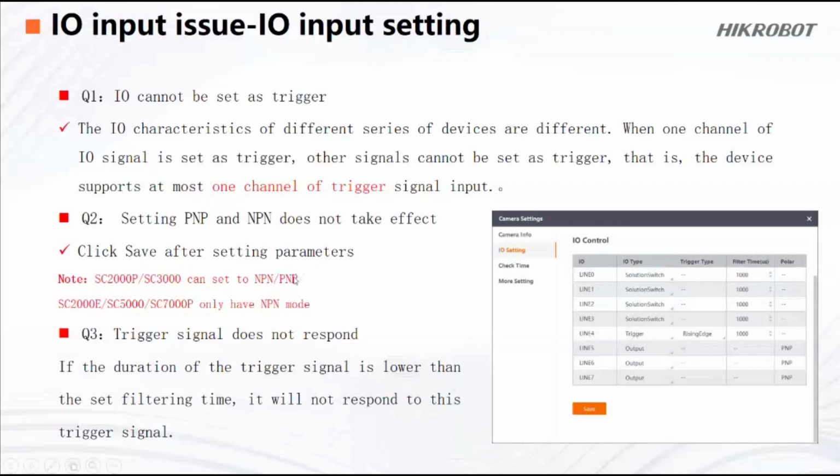For the second issue, you cannot set PNP or NPN. This is because the signal type depends on the model. The smart camera 2000P and 3000 can be set into two modes. The smart camera 2000E, 5000 and 7000P only have NPN mode, so you cannot change the polarity here.